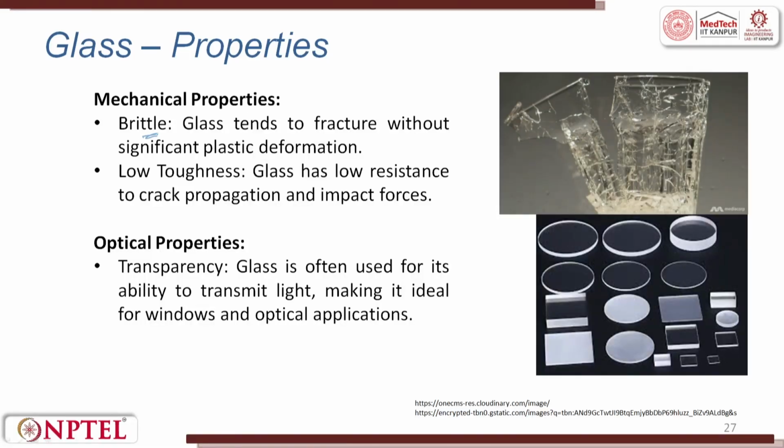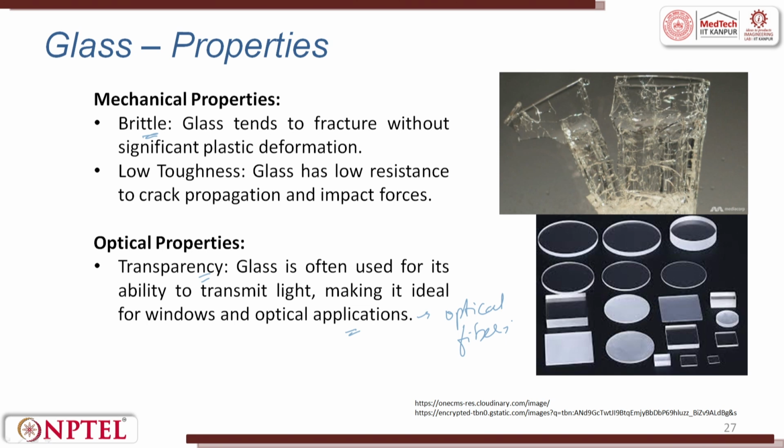The glass tends to fracture without significant plastic deformation. It has low toughness. The glass has low resistance to crack propagation and impact forces. The optical property is very good. It is very transparent. The glass is often used for its ability to transmit light, making it ideal for windows as well as optical applications. So, we have optical fibers made out of glass, right.